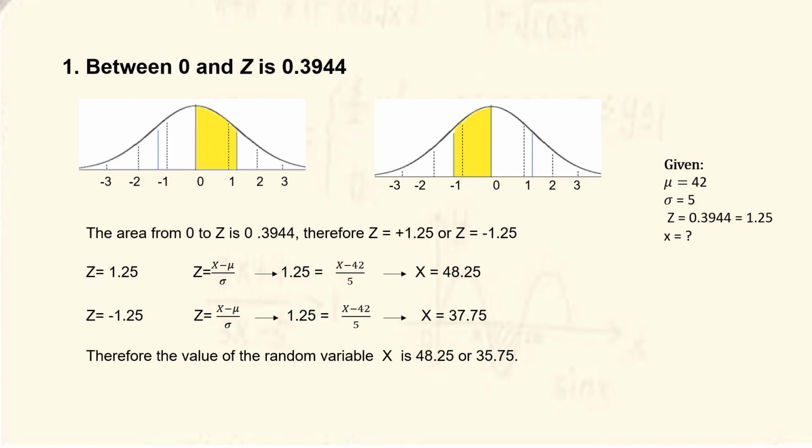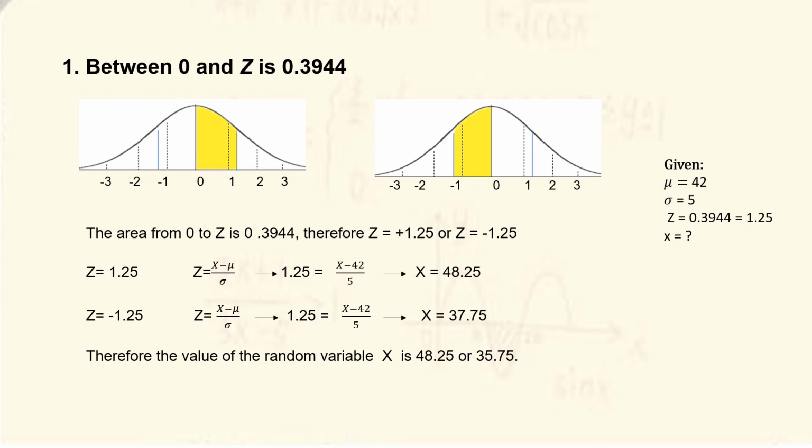We have here the given, which are population mean is equal to 42, population standard deviation is equal to 5, standard score is equal to 1.25 for the area 0.3944, and x is missing. The area from 0 to z is 0.3944, therefore z is equal to positive 1.25 or z is equal to negative 1.25. If z is equal to 1.25, we will be using the formula of standard score and then substitute the given values.